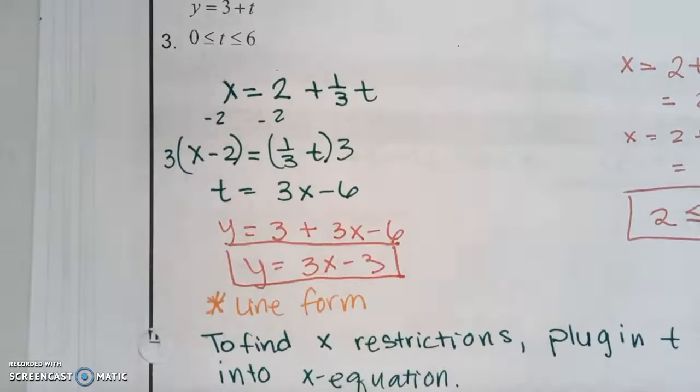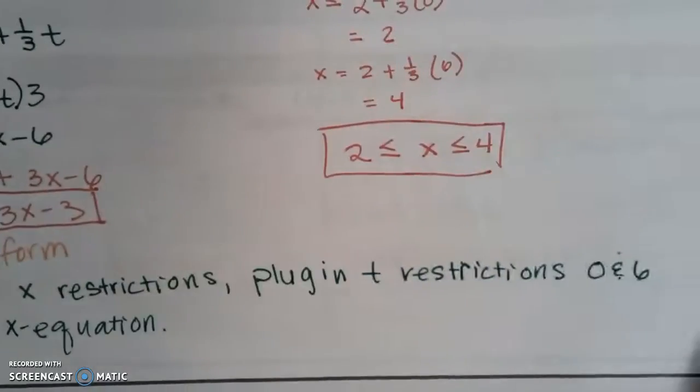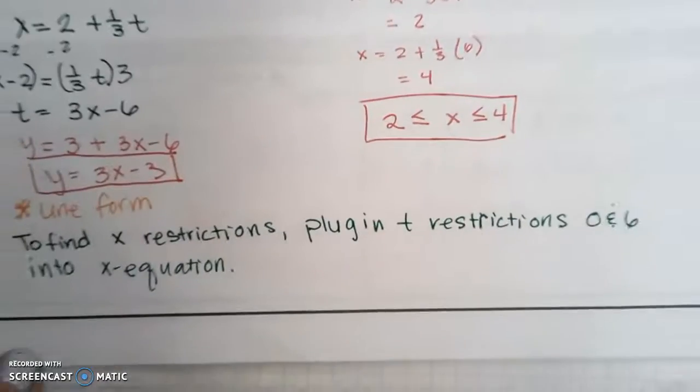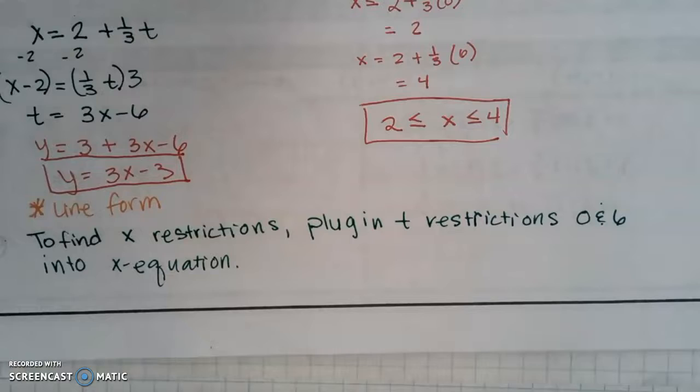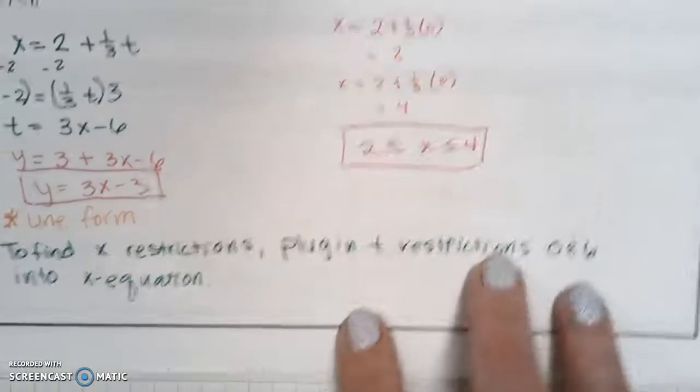And then this one's fairly easy because we're just combining like terms. This is in linear form, right? Obviously going to be a line, okay? And then we need to find, let me shrink it just a tad here, to find the restrictions. So, to find our restrictions, we're going to plug in the t restrictions of 0 and 6, and that's going to tell us what our equation is going to be, okay? And I do that right here, okay?